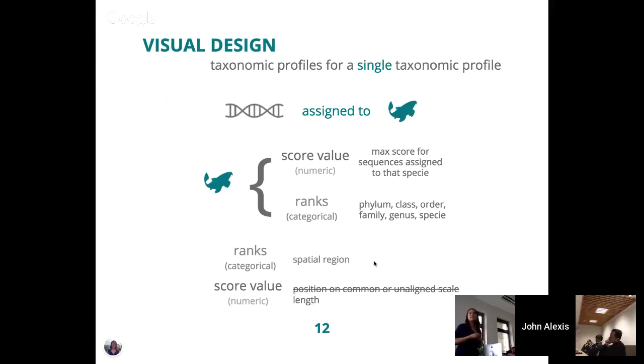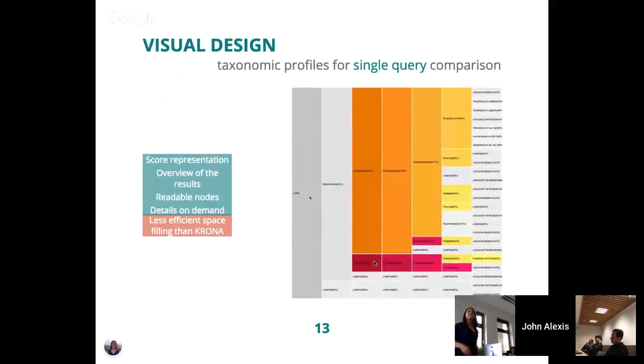Considering these two variables and the visual analytic framework proposed by Tamara Munzner, we decided to represent the ranks, as a categorical variable, using the spatial region. And the score value, being a numeric variable, is represented using the length. So we didn't use the first one proposed by the framework, position on a common or unaligned scale, but the second one, and we end up having an icicle map. This is the one you can see on the right.